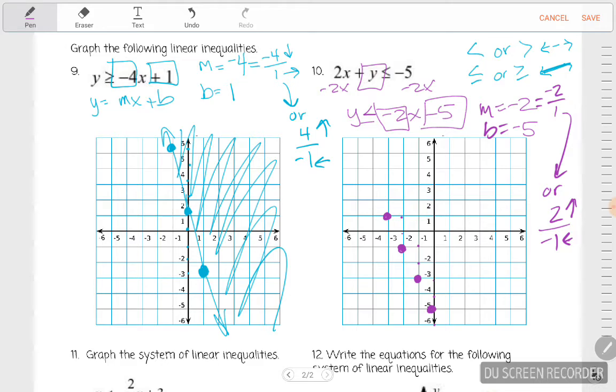Pretty solid start for a line. My symbol is less than or equal to. I guess I should be looking here. Less than or equal to, so I'm going to use a solid line. Okay, and then I'm going to shade below because it's less than, so it looks like this.